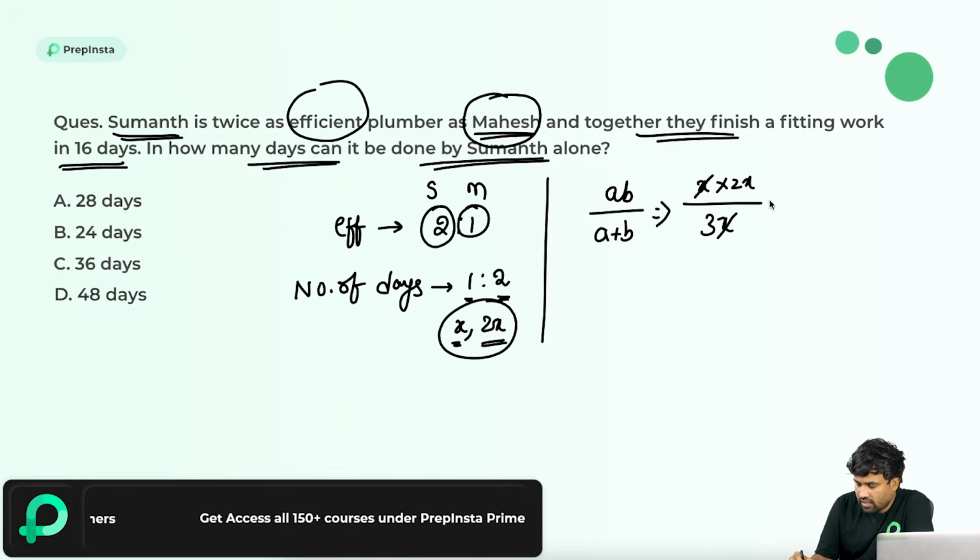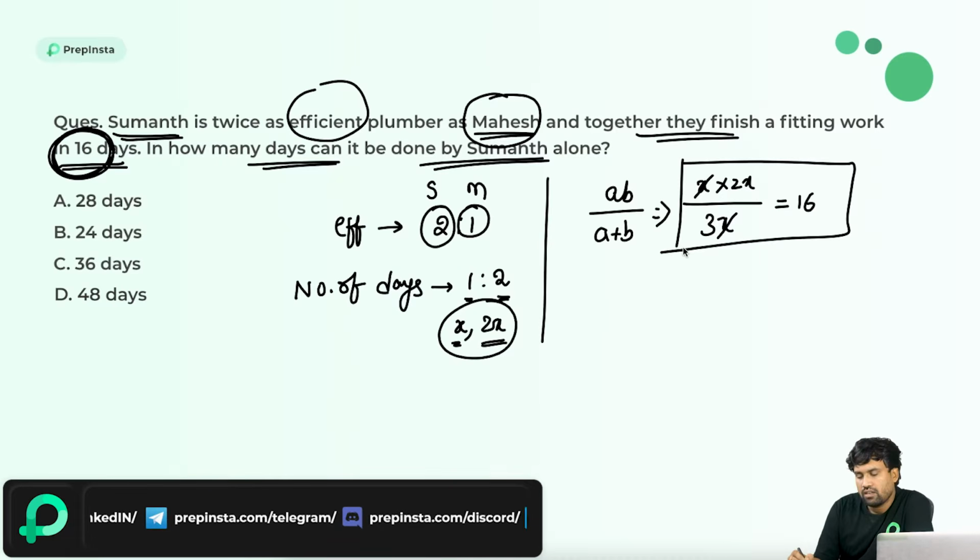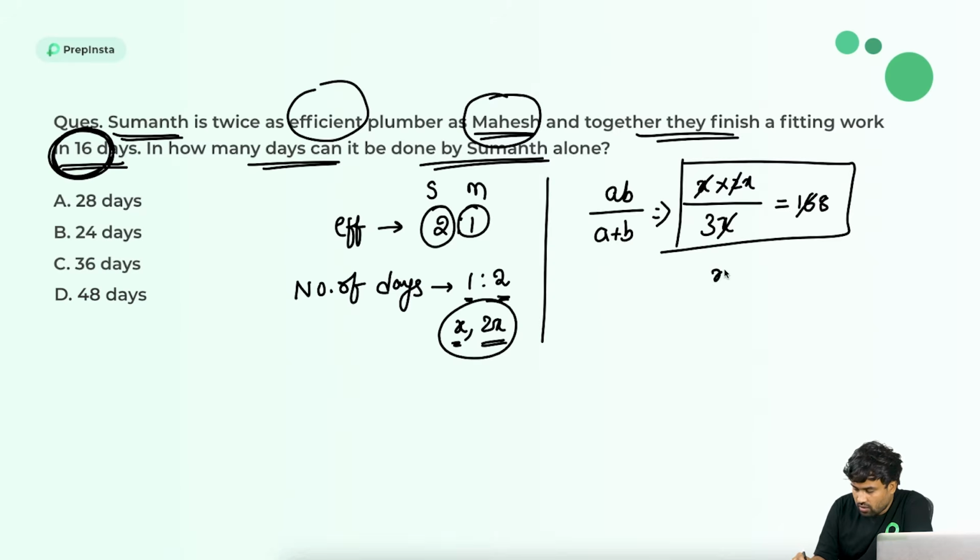X and x got cancelled, and if they are working together, the total time taken by this person is 16 days. So the answer needs to be equal to 16, so that we will get the x value, right? So 3 went to the other side, it will multiply. So 2 will divide this 8 times. So x is equal to 3 8s are 24.